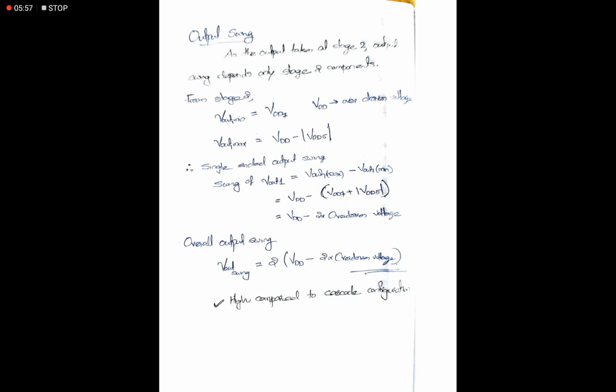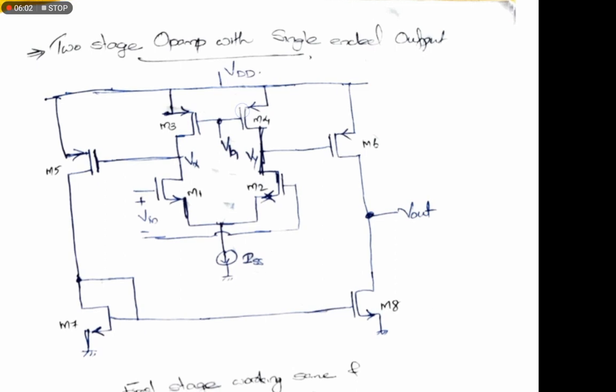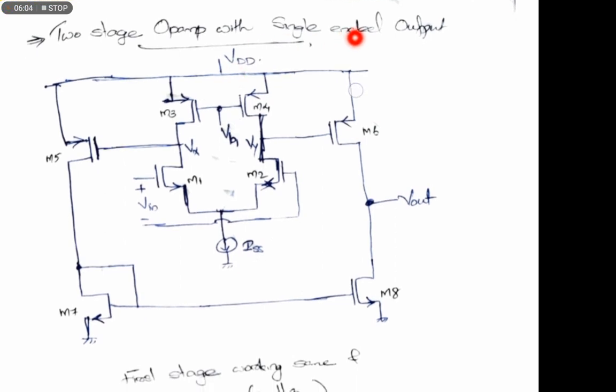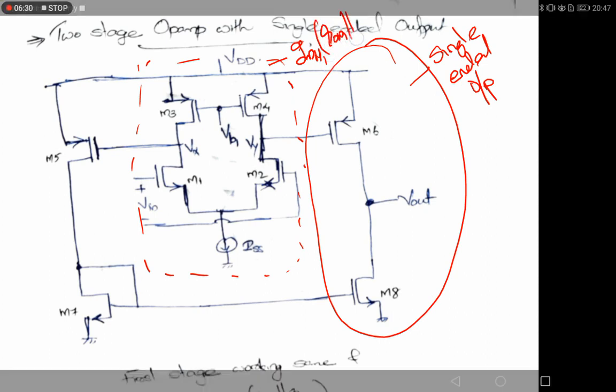The one more circuit we need to discuss is the two-stage op-amp with a single-ended output. In this configuration, we make the single-ended output in the second stage. Here the first stage gain is the same as in the previous case, GMN1 times R0N1 parallel to R0P1.